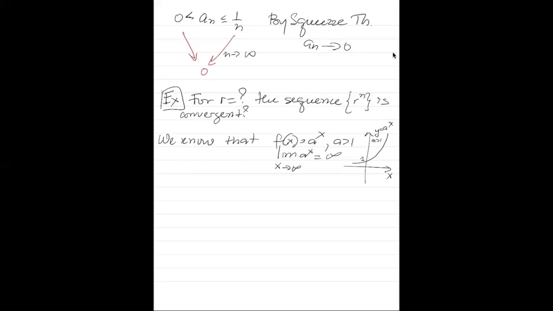Now, if a is less than 1, so the limit of a to the x when x goes to infinity, but a is between 0 and 1, this limit is 0. And we know that as well from the exponential function when the base is between 0 and 1. Okay, so we know this for functions, and we're going to try to apply this for sequences.